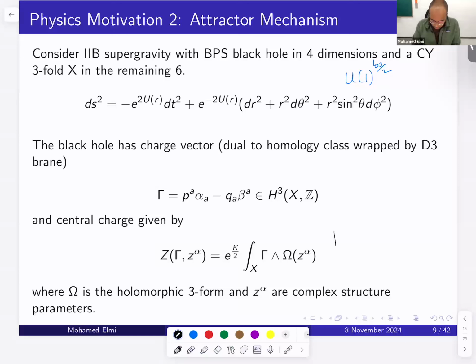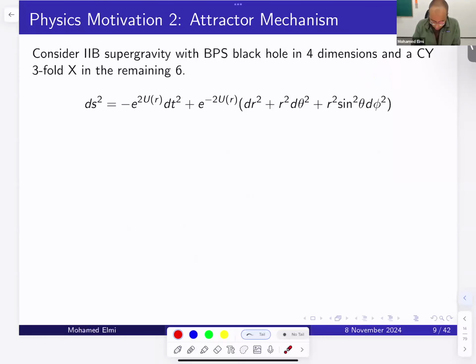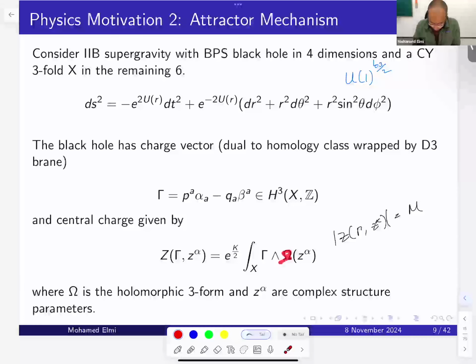Here, this central charge will give you the mass of your black hole. And it's an integral over your compact space, over the Calabi-Yau. Take your holomorphic 3-form, integrate it against your charge vector, and you have to normalize the whole thing by this scalar potential. Here, this K is the one that we met earlier, without the part involving the axio-dilaton.